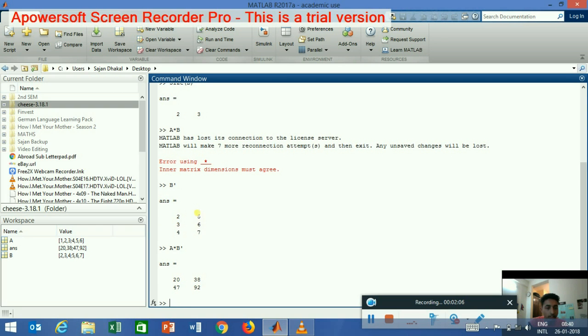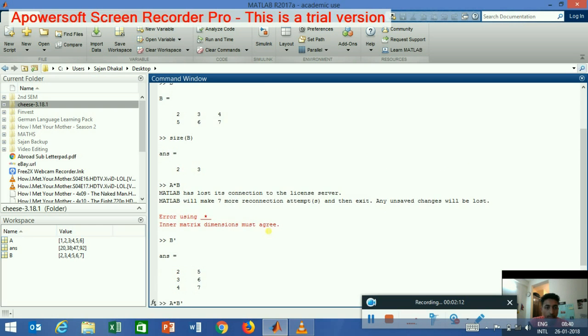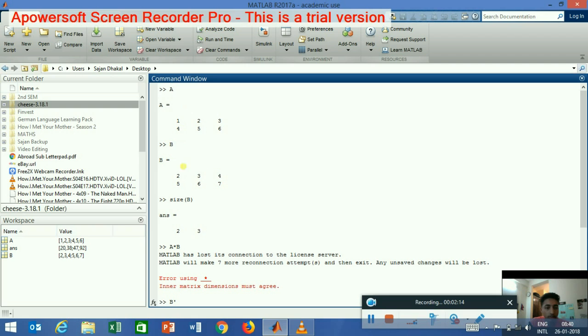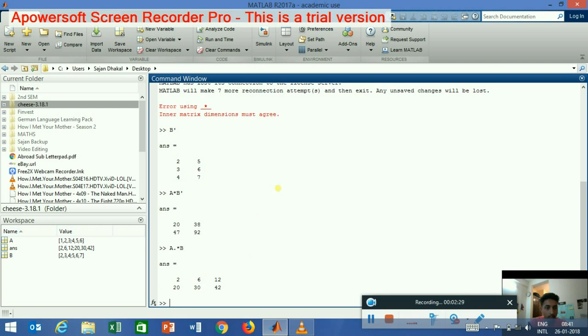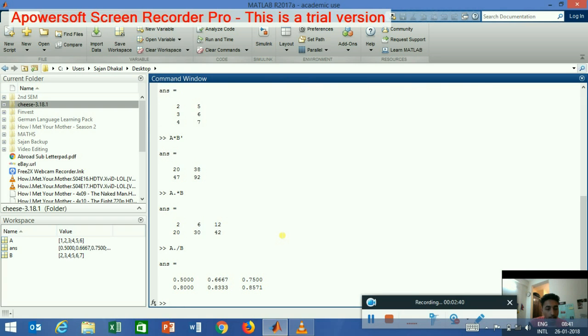Okay, now you can see that 2 by 3 and 3 by 2 matrix multiplication is possible. What if we just wanted to multiply the given two matrices element by element, like 1 into 2 equals 2, 5 into 4? We can also do that in Matlab. We can type A dot star B. Okay, you can see that 1 into 2, 5 into 4, 20, and the same thing is for dividing, A dot divide by B. That's our result for there.